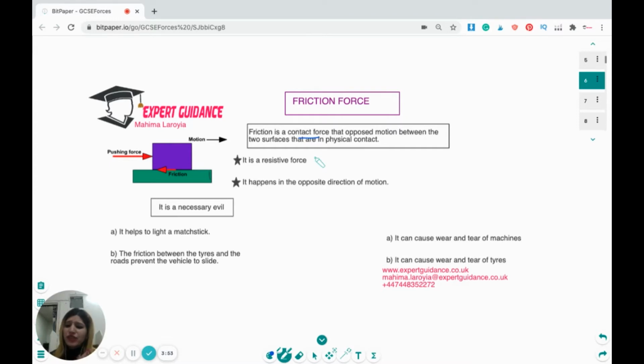Now, is friction bad? Well, not necessarily. It's a necessary evil. Friction is bad in most cases. It causes wear and tear of the machines.